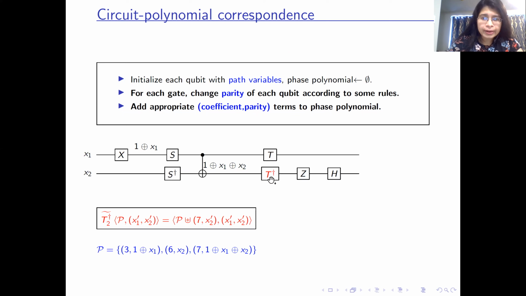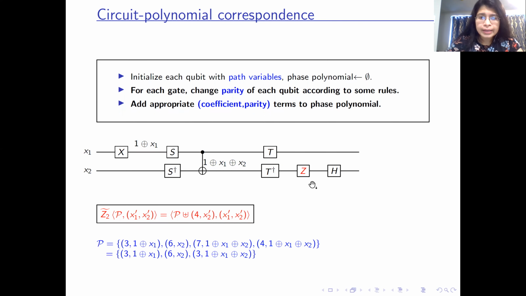Now when a T dagger gate acts, we add 7, and x1 is x2, the state of the qubit before the T dagger gate. When a Z gate acts, we add this term to the phase polynomial. Again, we can combine 2 such terms.